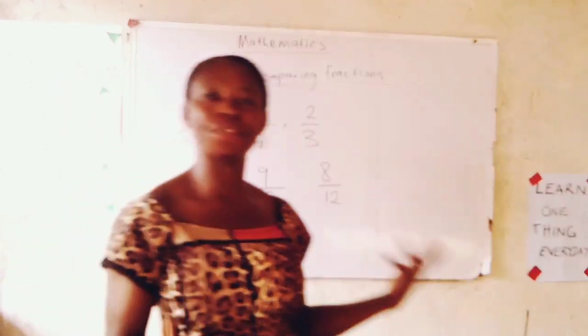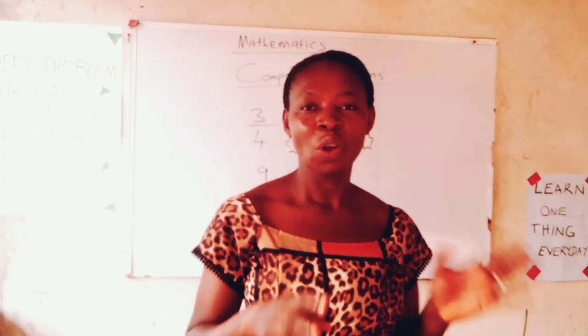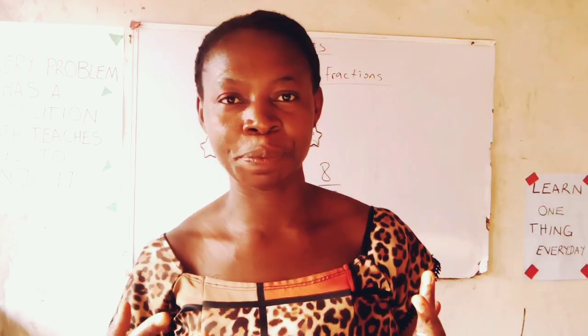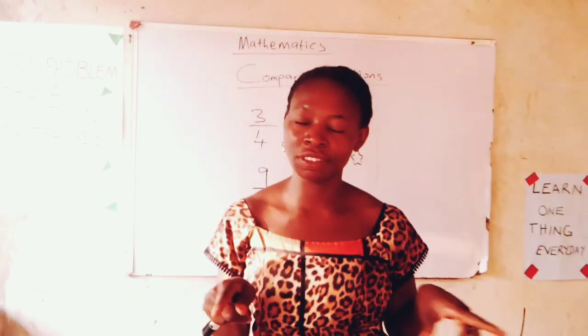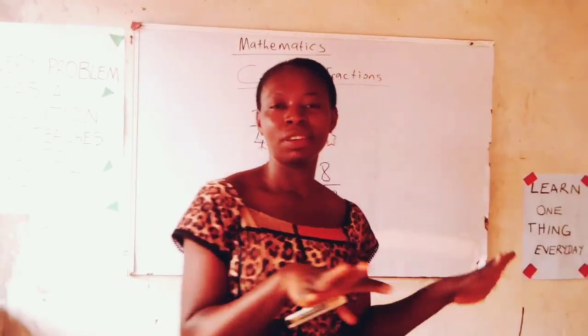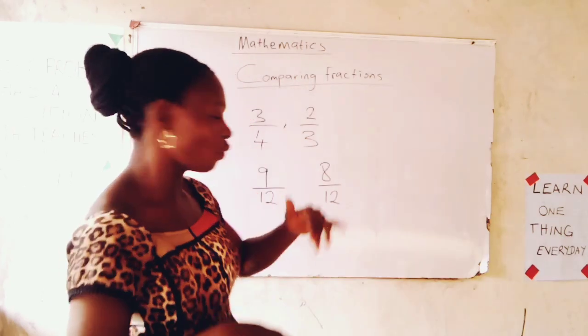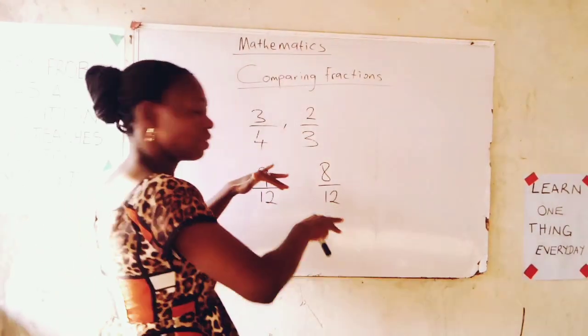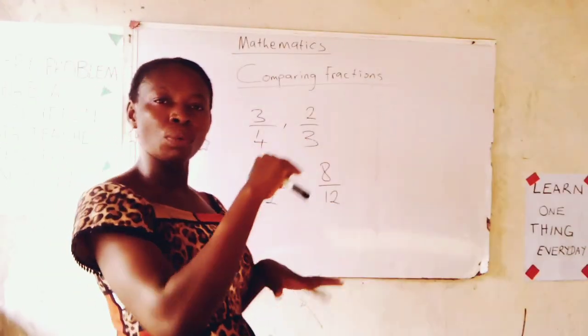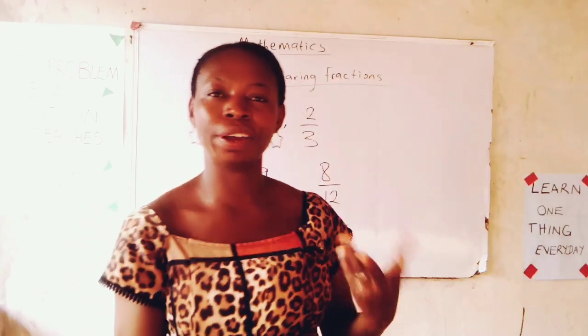So whenever you're comparing fractions with different denominators, the first step is to find their common denominator. You convert it, like doing equivalent fractions, to that common denominator. And now check the numerator. The numerator that is bigger tells you the bigger fraction.